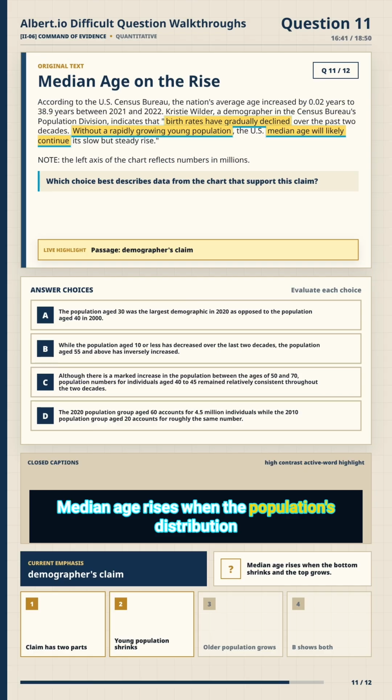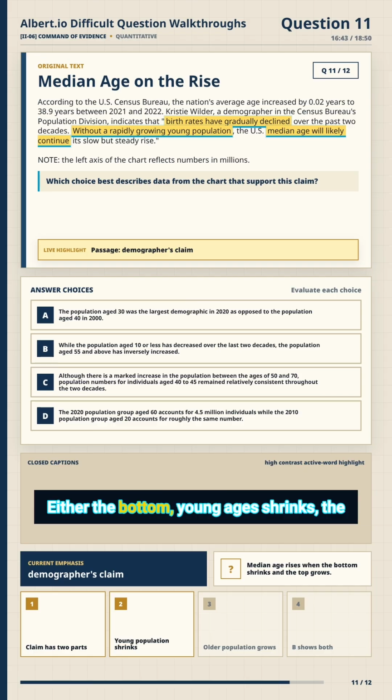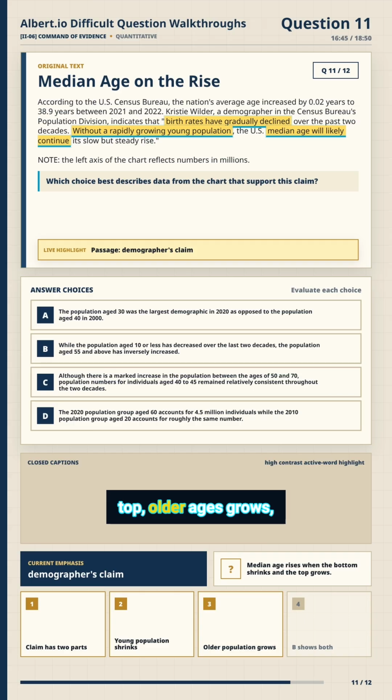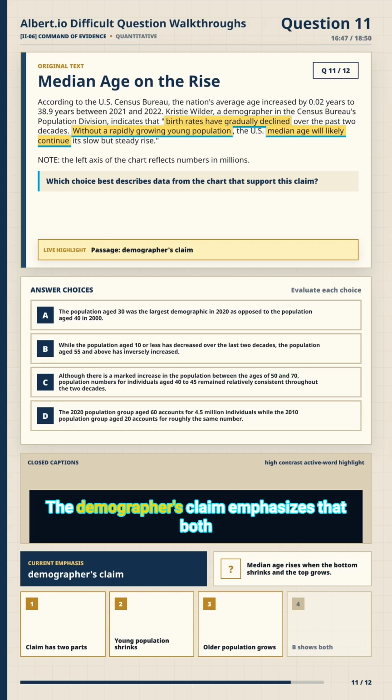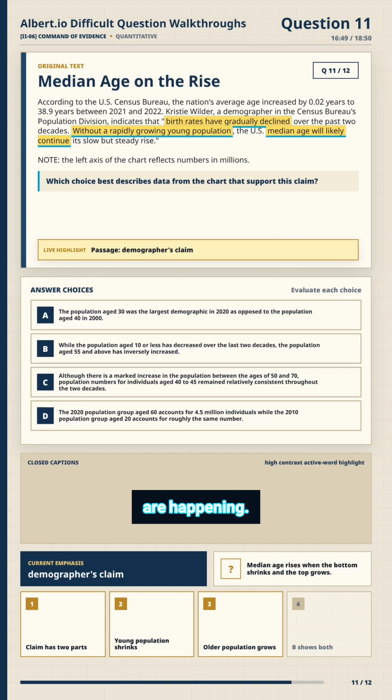Median age rises when the population's distribution shifts. Either the bottom, young ages, shrinks, the top, older ages, grows, or both. The demographer's claim emphasizes that both are happening.